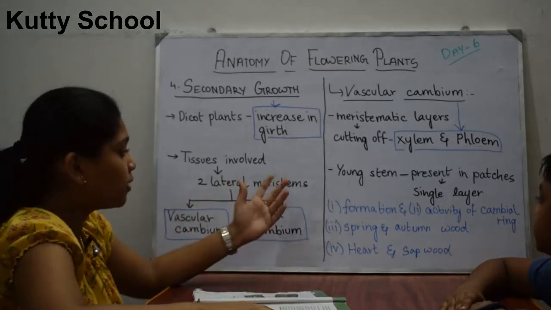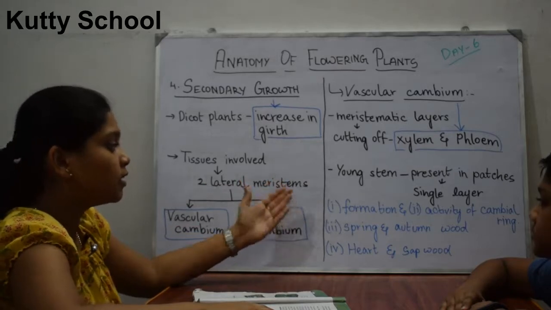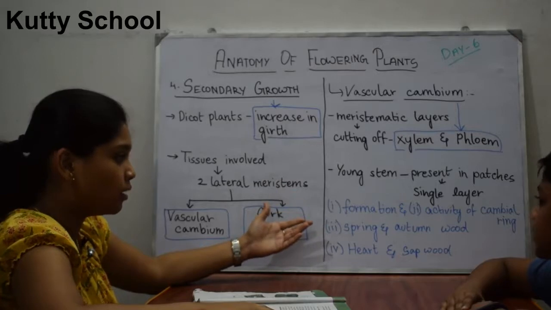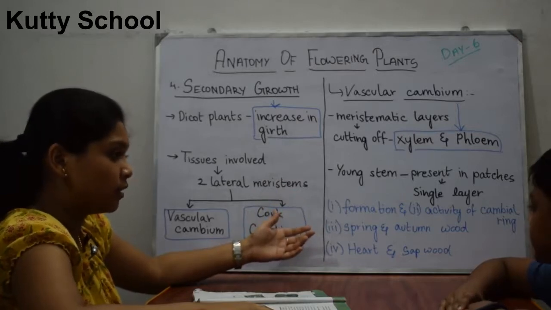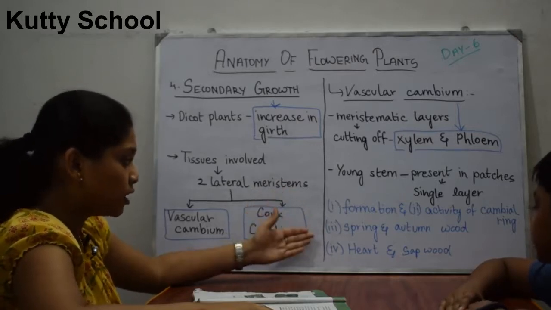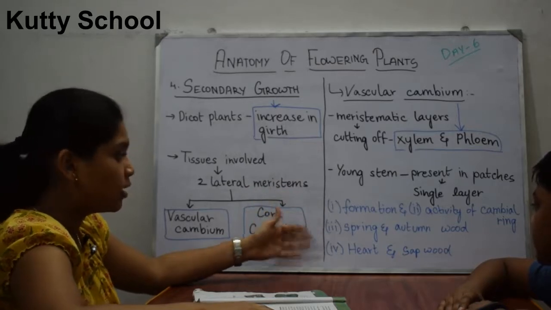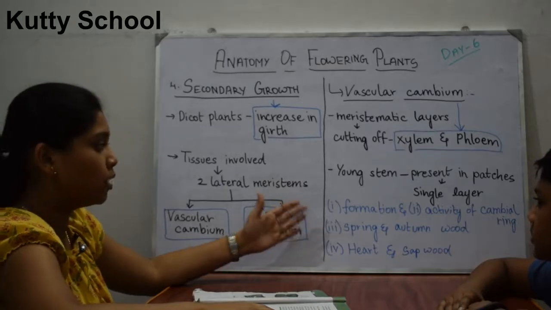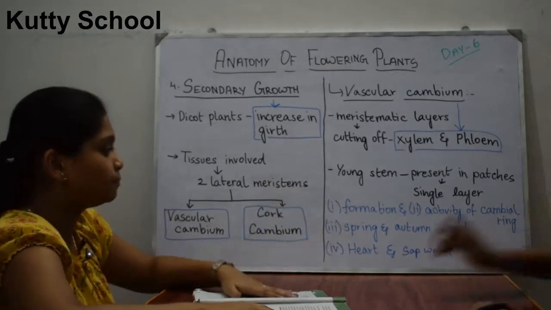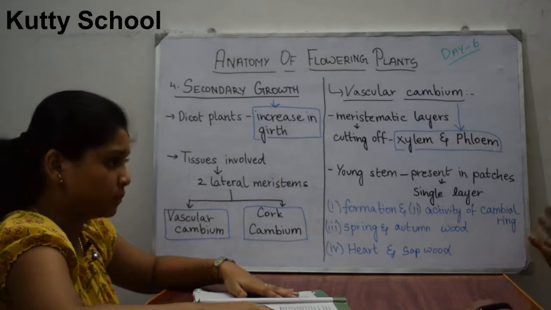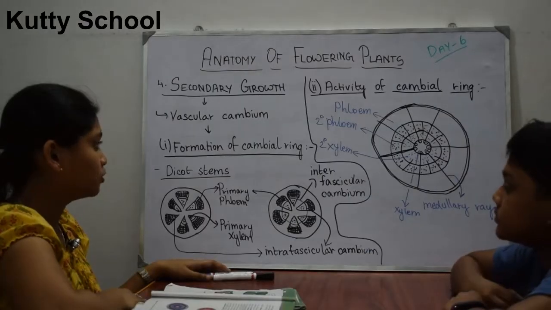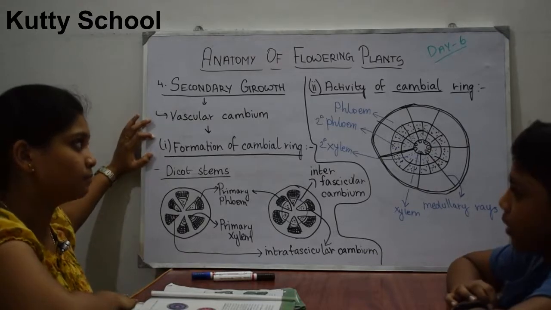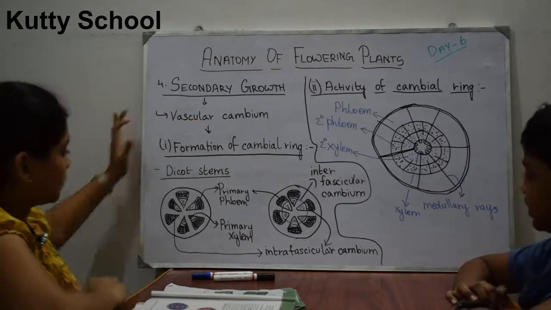Under vascular cambium, we are going to study the formation and activity of the cambial ring, how it is forming, and what the activity of that ring is. Then we are going to study spring wood and autumn wood, and heartwood and sap wood. These four topics we are going to discuss in detail. The meaning of these words we will discuss in the next slide. First, the formation of the cambial ring.